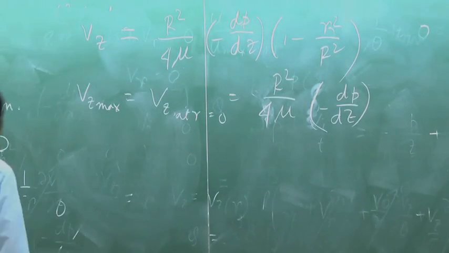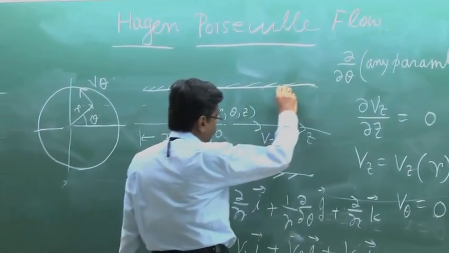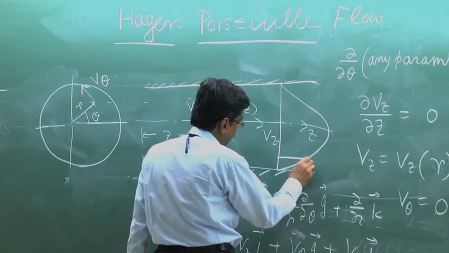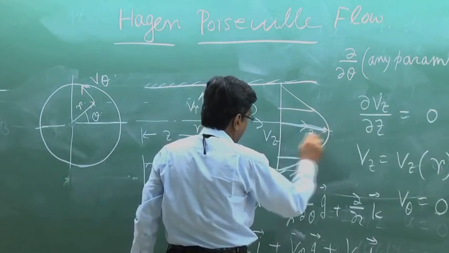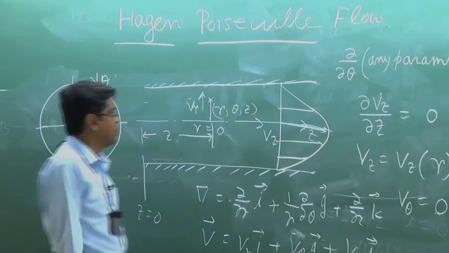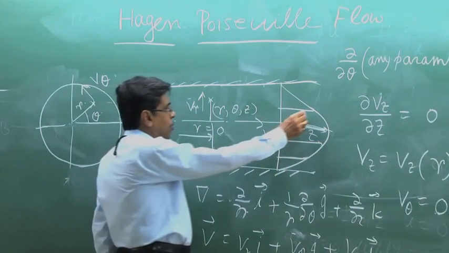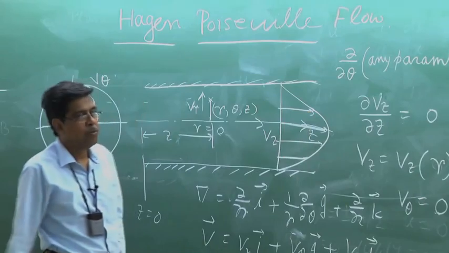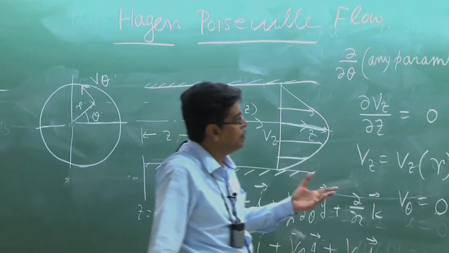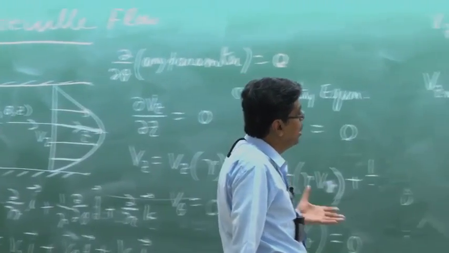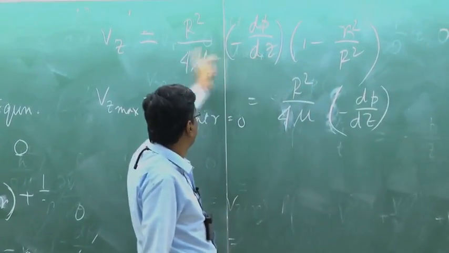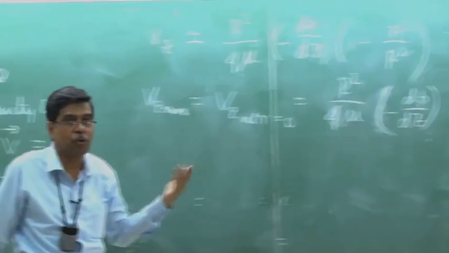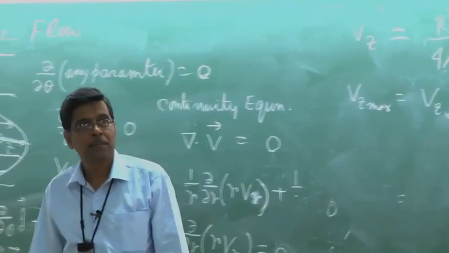So therefore the Poiseuille flow is like this. This is the distribution of velocity for various pressure gradients, minus dp/dz. So therefore flow is purely driven by the pressure gradient, pressure driven flow, where dp/dz is negative, flow is positive, dp/dz is positive, flow is negative. That means in the opposite direction.